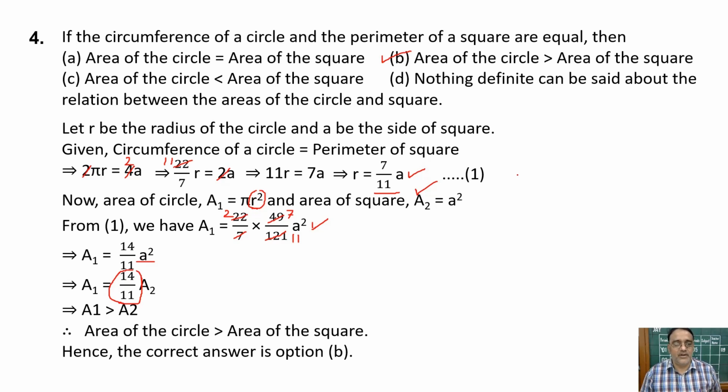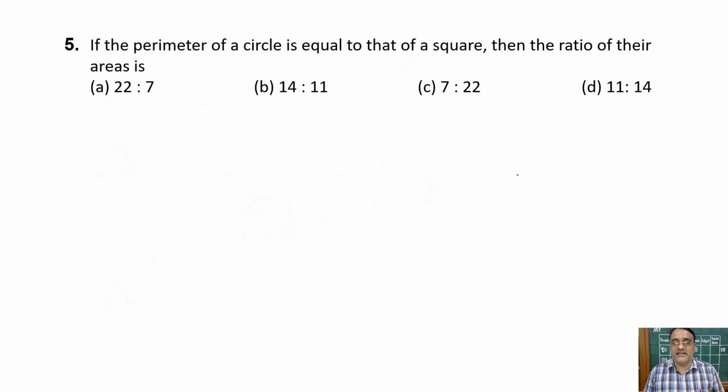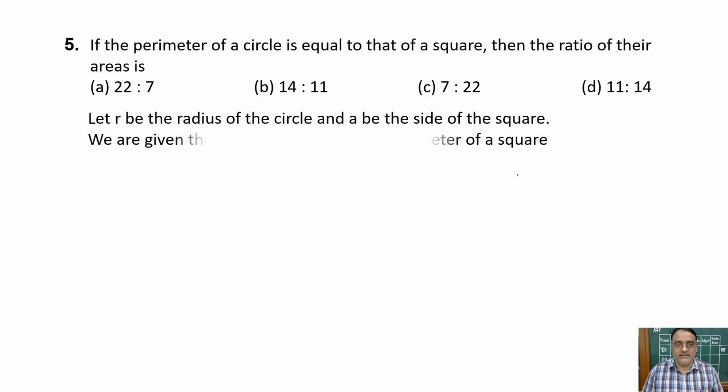No, sir. Okay, so now we are moving toward question number 5. If the perimeter of a circle is equal to that of a square, then the ratio of their areas is. So again the same thing is given. 2 pi r is equals to 4a is given, right? 2 pi r is equals to 4a. So यहाँ पे हम लोग क्या करेंगे? रेशियो ऑफ देयर एरियाज. ओके फाइन. सो a कितना होगा देखो, पहले तो इसको कैंसिल कर लेते हैं. So we'll get a is equals to pi r by 2.